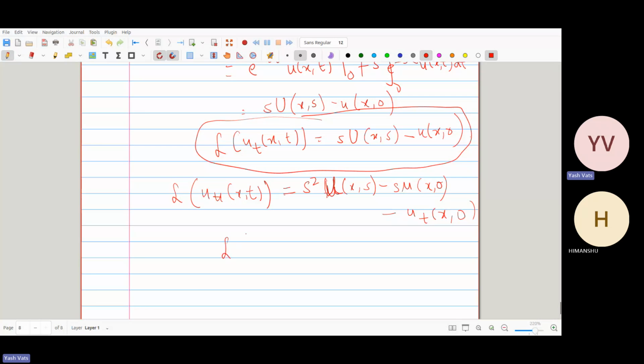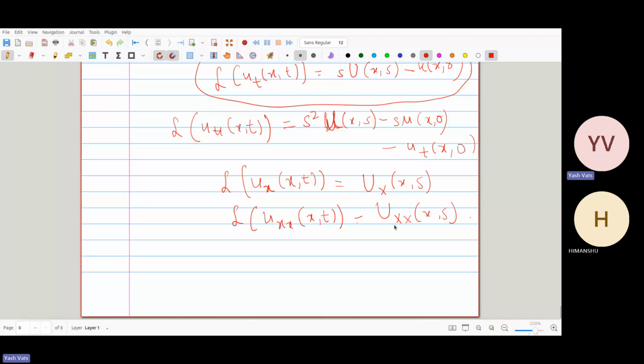And what is the Laplace transform of u partial derivative with respect to x? So it's just U_x, right? And the Laplace transform of u partial derivative with respect to x, so that is just capital U_x(x,s), right? Okay, so that's easier, right?